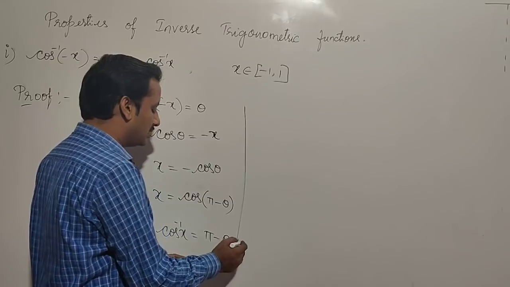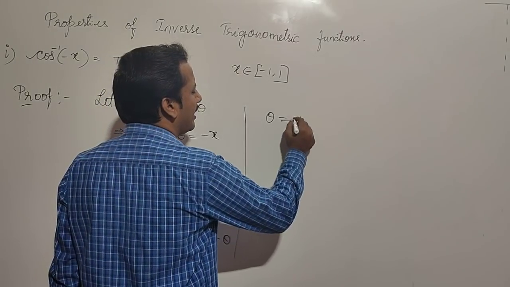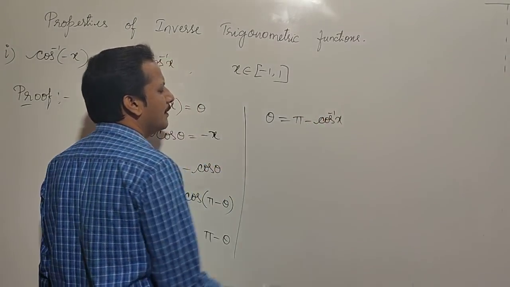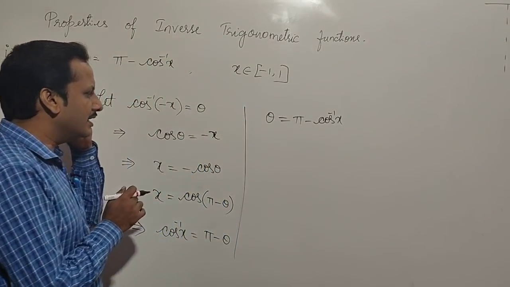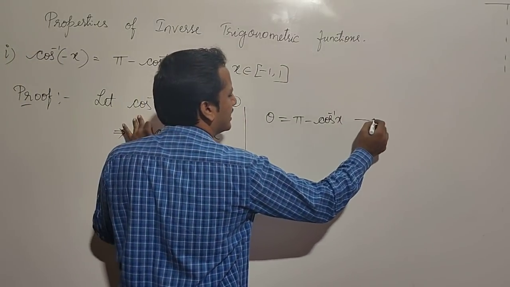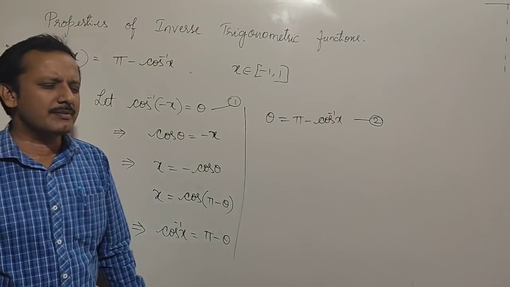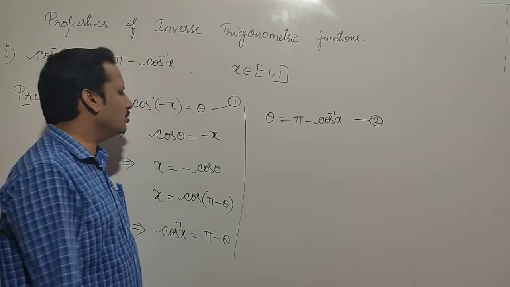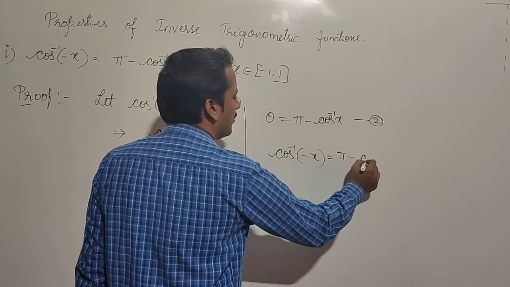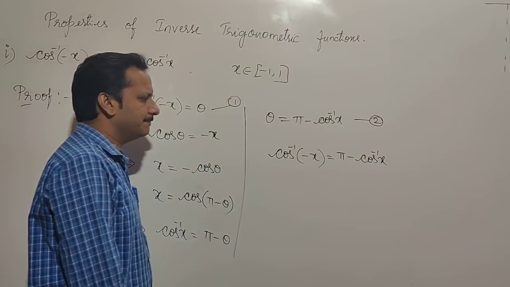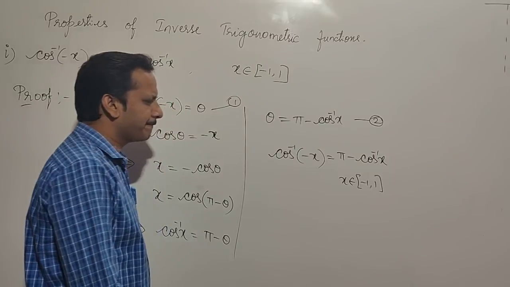From this equation, cos inverse x equal to pi minus theta, we can write theta is equal to pi minus cos inverse x. Look at this equation. Here I will treat this as equation 1 and this as equation 2. Cos inverse x equal to theta. Here we have theta is equal to pi minus cos inverse x. By comparing these two equations, we get cos inverse of minus x is equal to pi minus cos inverse x. This is true whenever x belongs to minus 1 to 1.